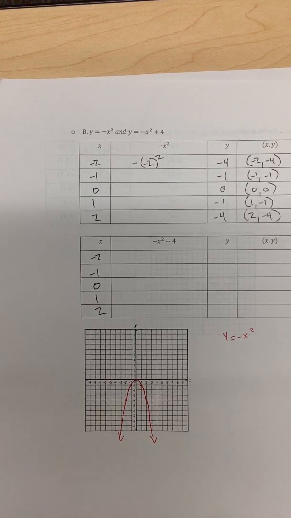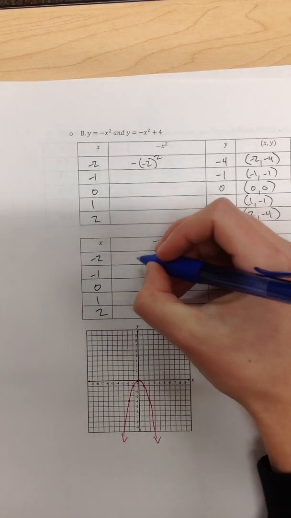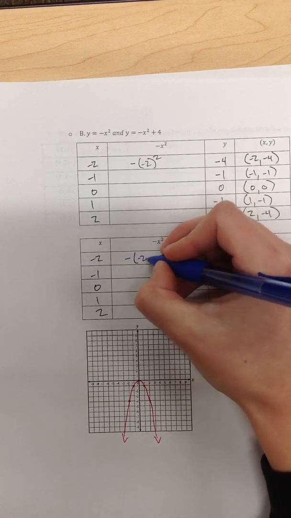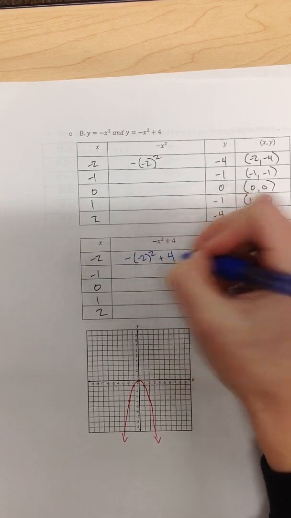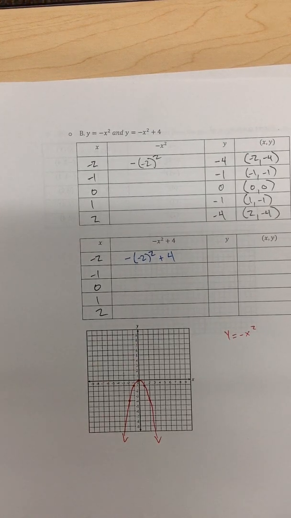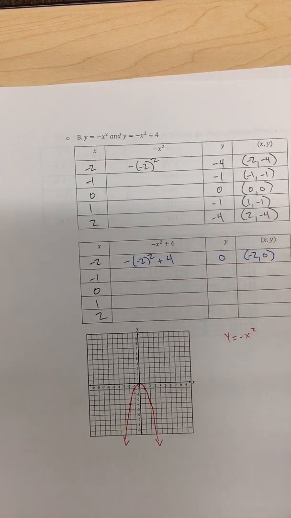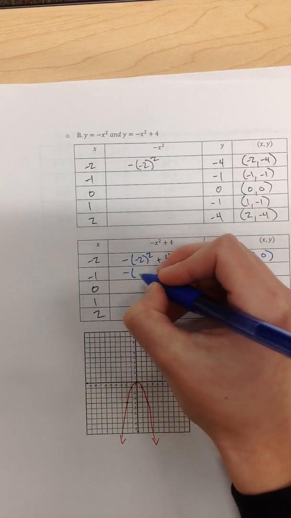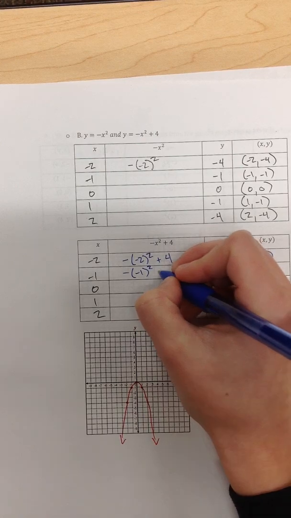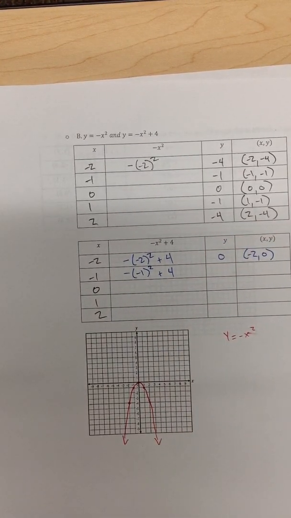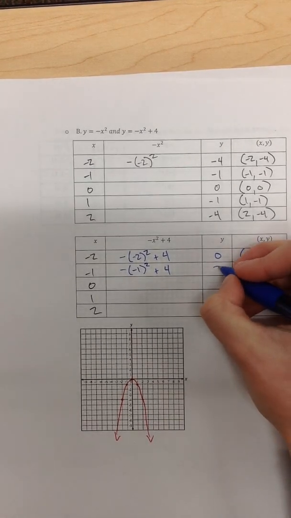Okay, so let's look here. If we do the same thing where we plug in, we've got negative, and then our x value is -2 squared plus 4. So if I take -2 and square it, that would be 4, times the negative would be -4, and then if I add 4 to that, that would be 0. So this ordered pair would be -2, 0. Next one, I got -1 plugged in there, plus my 4, so -1 squared would be 1, times the negative would be -1, plus 4 would be 3.